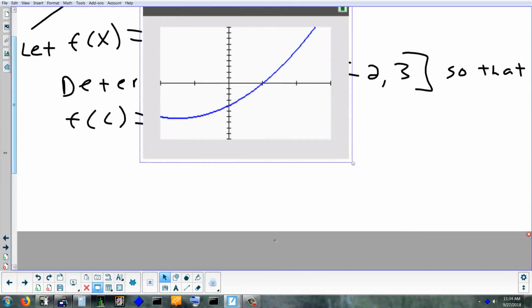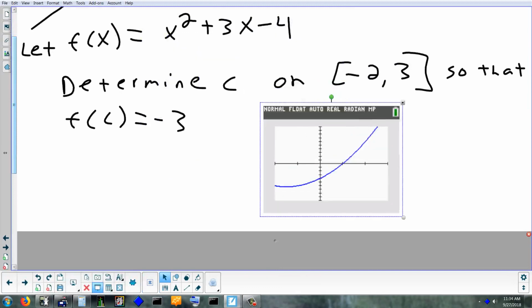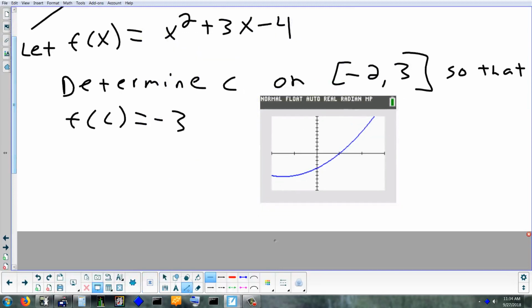And if you look, of course, if you draw a horizontal line, position it at negative 3, see if it hits the graph somewhere. 1, 2, 3. Yes, it does. So there is a spot where we would hit negative 3. I want to find that spot. If you weren't sure, you might say, well, I'm not really sure.